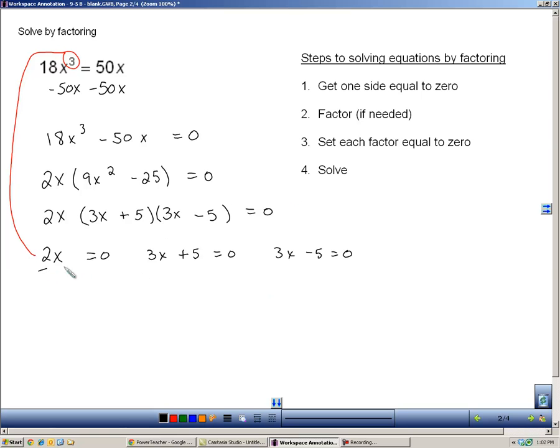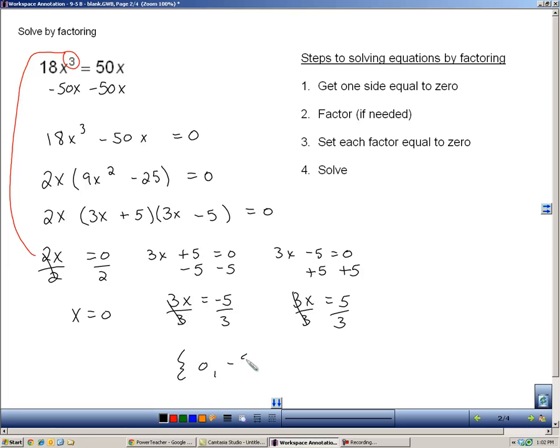So now step 4 says to solve. We'll solve each one of these. X equals 0. So our 3 solutions are 0, negative 5/3, and positive 5/3.